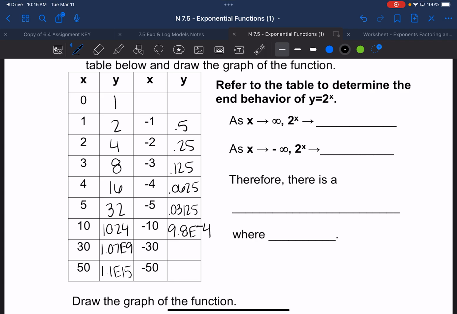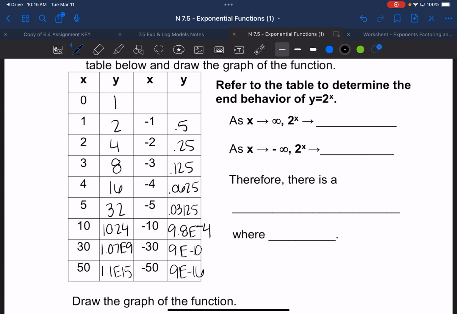Okay. What about at -30? What do we get? Okay. All right. And then what about for -50? Right. Perfect. So it just keeps getting a smaller and smaller decimal, right? More and more zeros in front of it. Okay. So in other words, in this column, it got extremely big, right? And in this column, our y was getting extremely small.